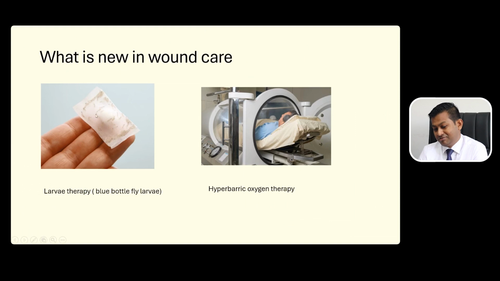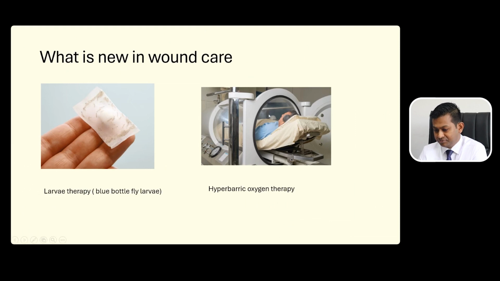And the best part, not the best part, the unfortunate part for the larvae is that once they do their job, they die off. They have a lifespan, so we don't have to kill them. Once they do their job, they die. And it's medical grade, virus and bacteria free.